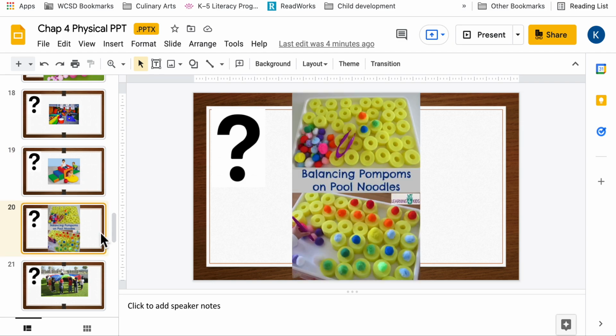Okay, next one, we have these tweezers right here along with the pom-poms, and what they did was they took a pool noodle and cut it into slices, and now the objective is to take the tweezers to pick up the pom-poms to put them in the holes of the pool noodle, so you can see what they're doing here. Yep, totally going to be fine motor, good job.